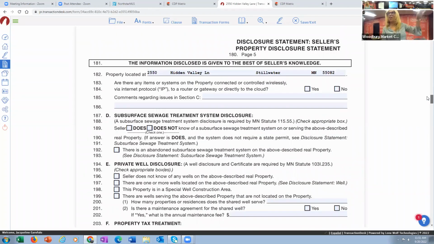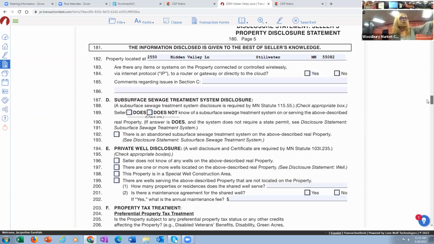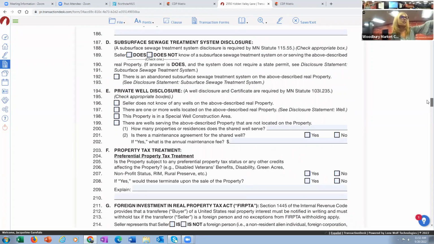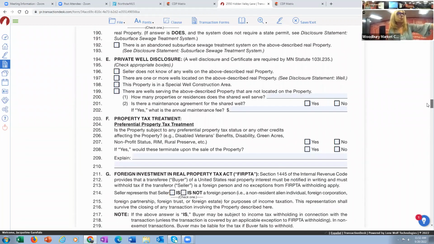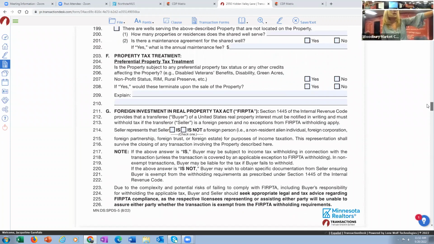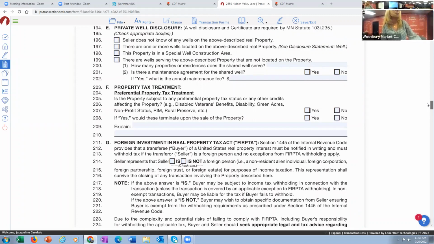And also, more than likely now, your sellers will be having your property inspected, inspection contingency. The more you catch before that inspection, the better. So, right? This is the septic we talk about. If there is a septic, right? Yes or no. And then property tax. Is there any kind of weird property tax treatment going on in this property? Disabled vets, greens.